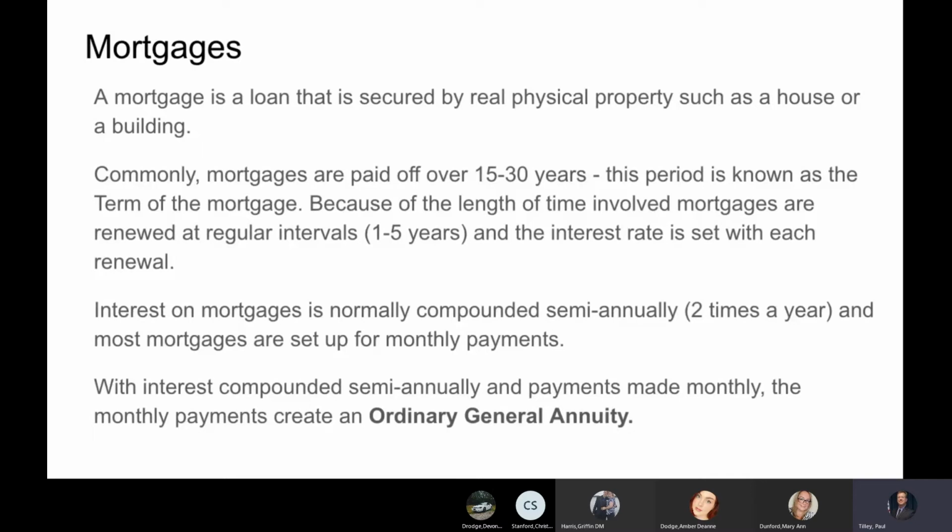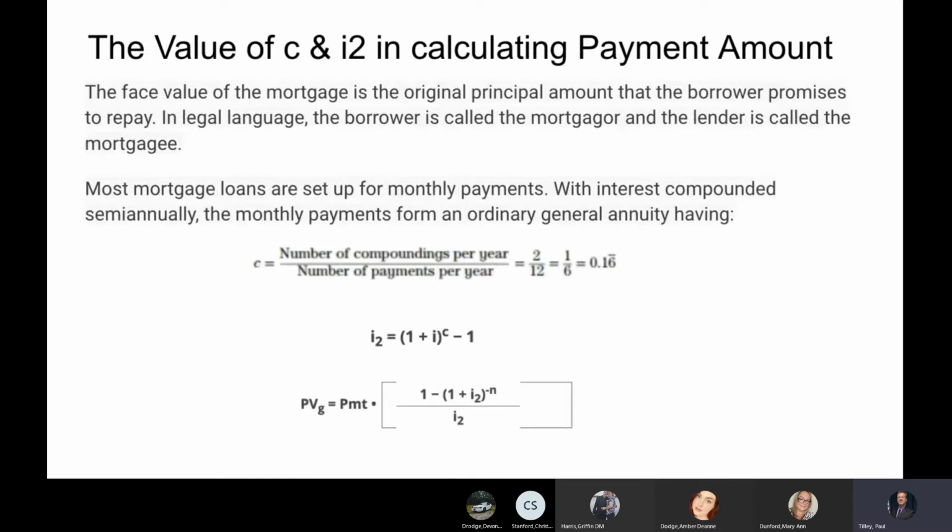Interest on mortgages is normally compounded semi-annually. According to the federal law for banks, when they loan money, mortgages are compounded semi-annually. But you can get mortgages that you pay weekly, bi-weekly, any number of combinations. For our purposes, we're going to look at it from the point of view of a monthly payment. Now we know, if the compounding period is different than the payment period, we're running into an ordinary general annuity. If you recall, there's nothing new here.